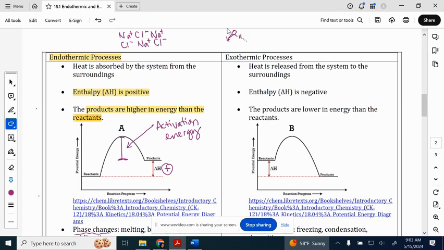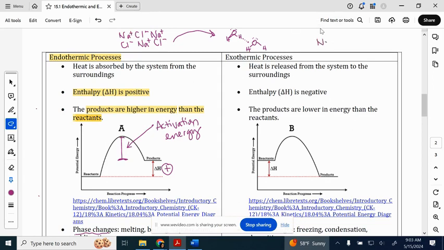Remember, those water molecules are attracted through intermolecular forces to one another. This is my negative end of my water. This is my positive. The positive end of this one's attracted to the negative end of that one. When we put this into that water, in order for this to dissolve, this stuff has to separate.